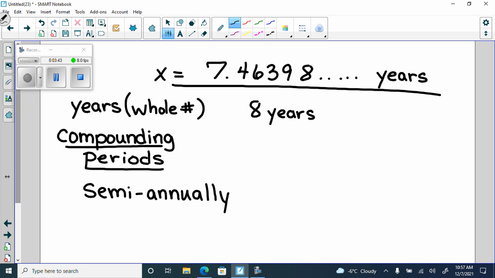I'm not joking. So if I ask for the compounding periods semi-annually, what you're going to do is take x, which is 7.4639, not round it, because I'm not allowed to round till the answer, correct? And times it by 2. So everyone try that out. 7.46398 times 2. That's what calculators are for. Calculating. Okay. What do we get?